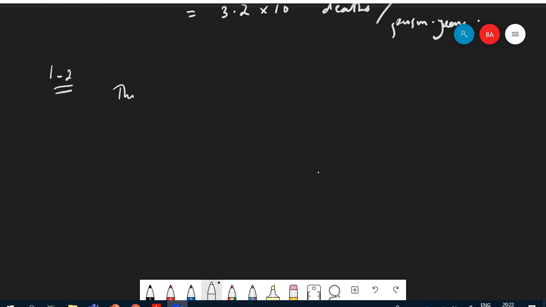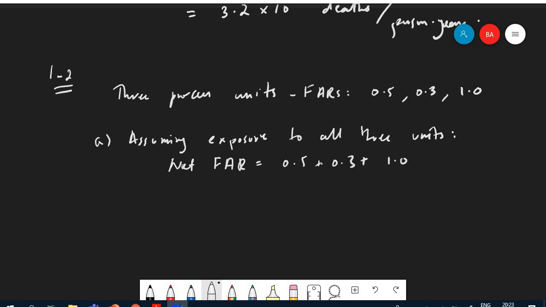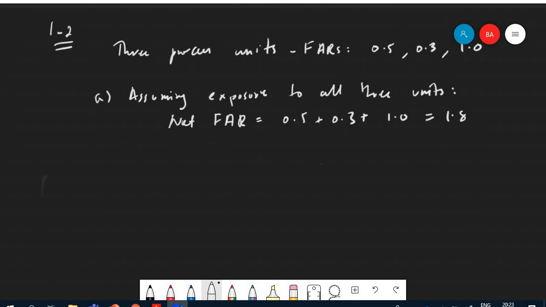So I'll just write that. We have three process units of FARs of 0.5 and 0.3 and 1.0, and assuming, as they have stated, exposure to all three units, the net FAR is going to be 0.5 plus 0.3 plus 1.0, which is equal to 1.8. Going to part B.